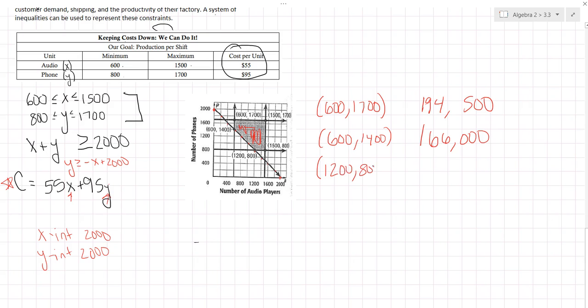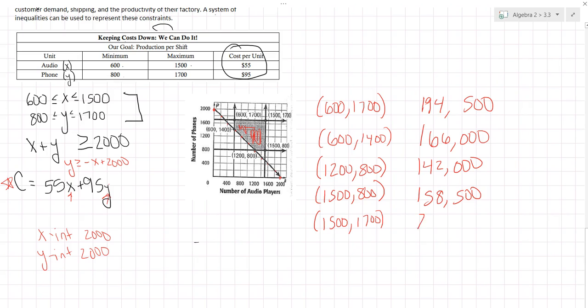1,200, 800, we end up with 142,000. For 1,500 and 800, we end up with 158,500. And the last one, 1,500, 1,700, we end up with 244,000. So again, remember, we're trying to minimize costs.